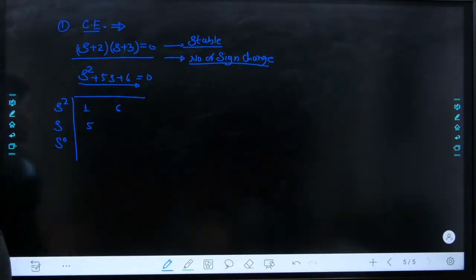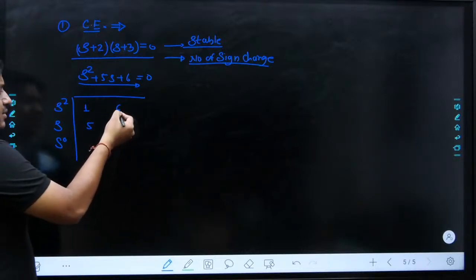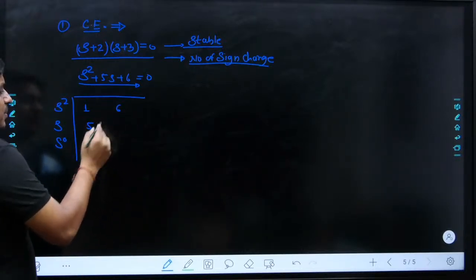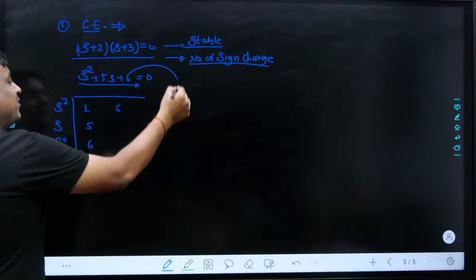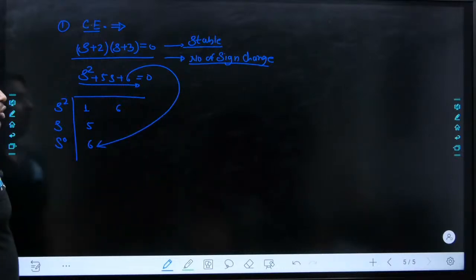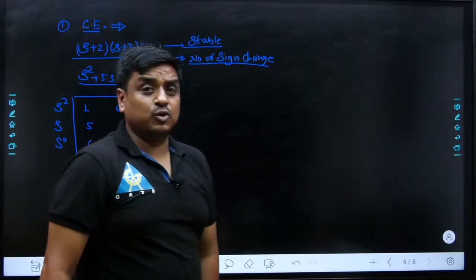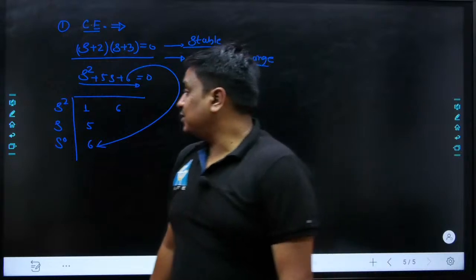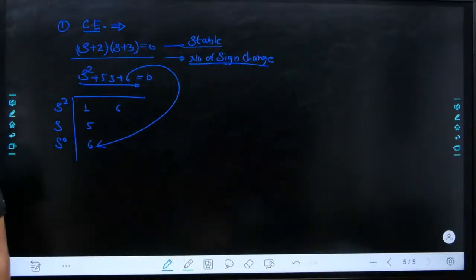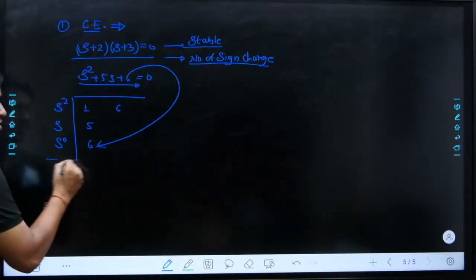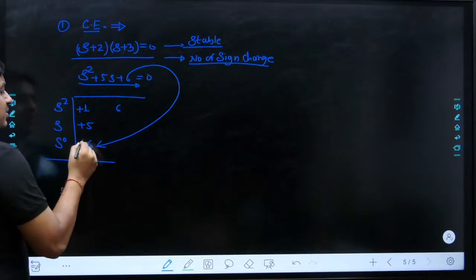May I know what would be the last data? Here it goes 5, 6, that is 30, minus 0, divided by 5, and that is nothing but 6. As I have communicated, the last data would always be a naught. Yes. So now tell me the number of sign changes. Sir, no sign change at all. Here it is plus, here it is plus, here it is plus.